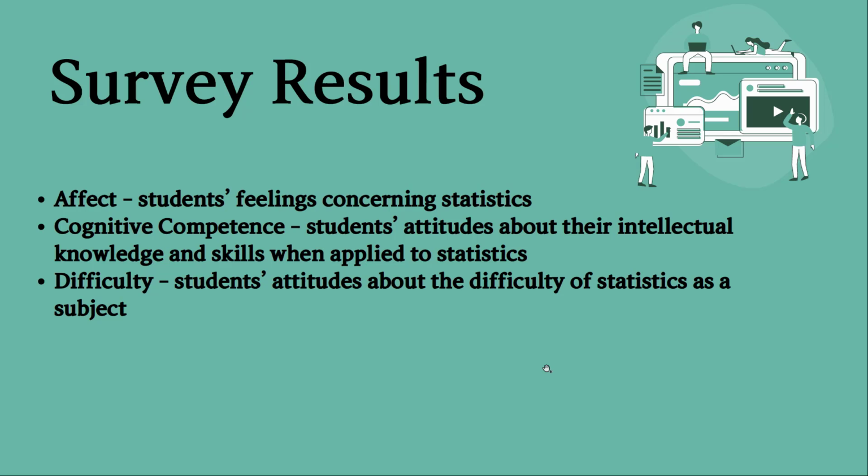The Survey of Attitudes Towards Statistics contains 36 items that assess 6 components. The survey results found that, on average, 3 of the component scores decreased and 3 of the component scores increased. The 3 components that decreased were affect, which is the student's feelings concerning statistics; cognitive competence, which is the student's attitudes about their intellectual knowledge and skills when applied to statistics; and difficulty, students' attitudes about the difficulty of statistics as a subject.